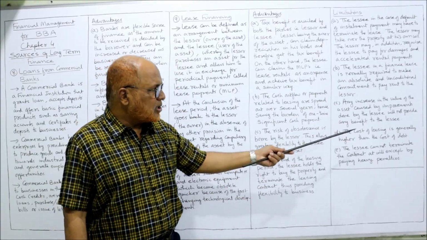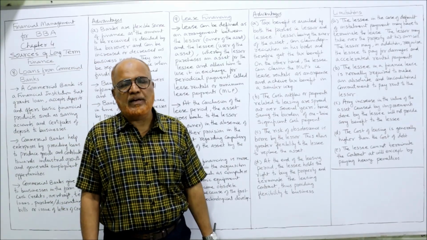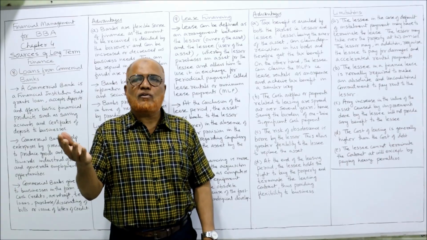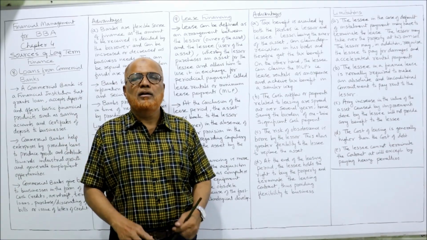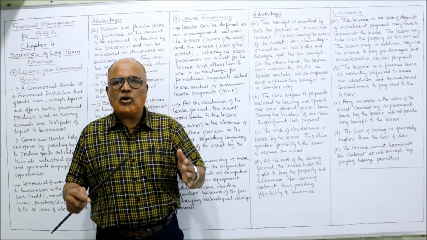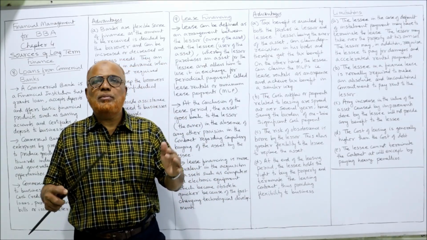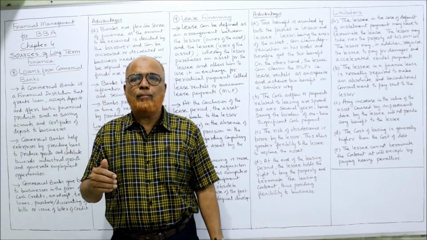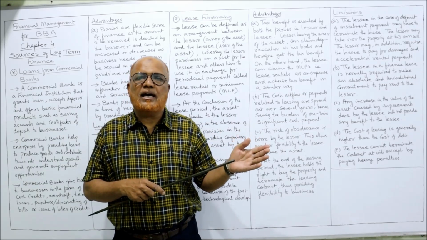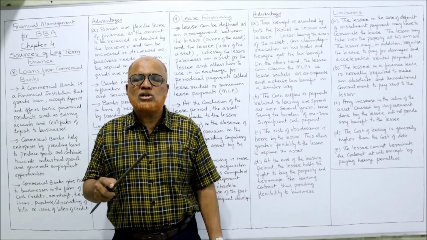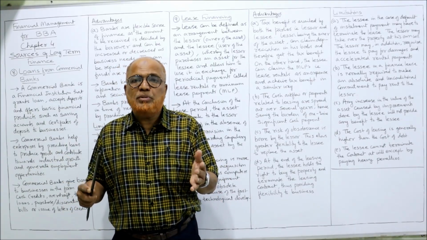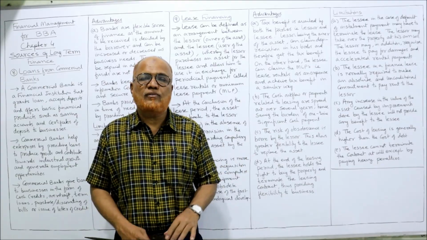And next one, the cost of leasing is generally higher than the cost of debt. Many times it is seen that the cost of debt is normally lower than the cost of leasing. So instead of taking the asset on lease, sometimes it will be better to take a loan from the bank and purchase the asset, and instead of paying whatever we pay under the lease deed, you pay the interest to the bank. The cost of debt might be lower than the cost of leasing.